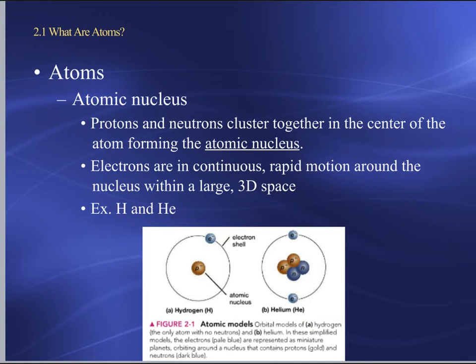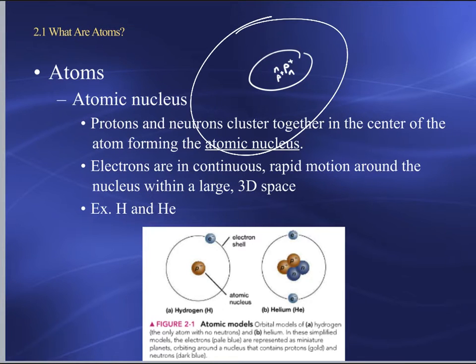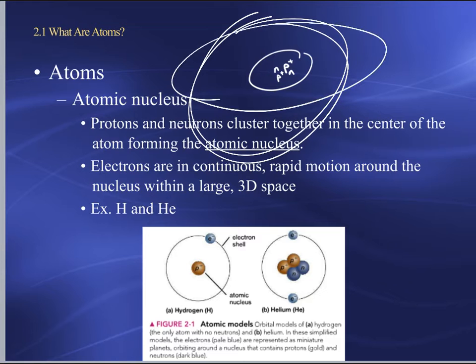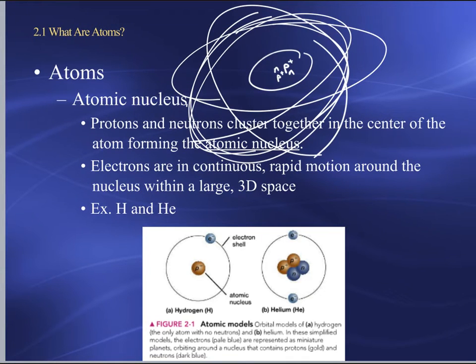So what does it look like inside of an atom? The protons and neutrons cluster together in the center. Okay, so we get protons and neutrons clustered in the center of this thing, forming the atomic nucleus. We consider this the nucleus, this bit right here. And then outside of that, in varying directions and locations, we have electrons moving around.